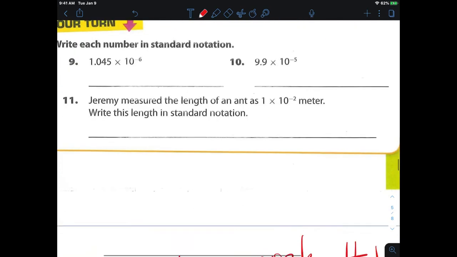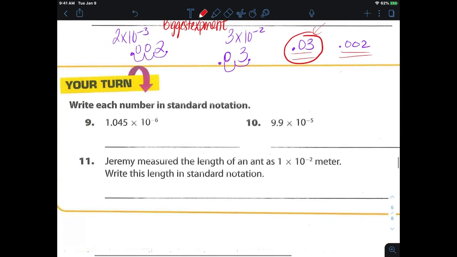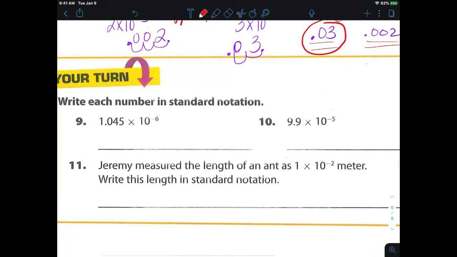Okay, last couple of examples, and then I'm going to show you something on the calculator. So here, they wanted me to rewrite these as standard notation, regular notation. So 1.045, and I need to move 6 back. 1, 2, 3, 4, 5, 6. 0.000001045.